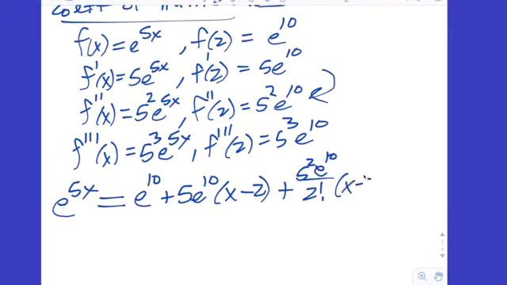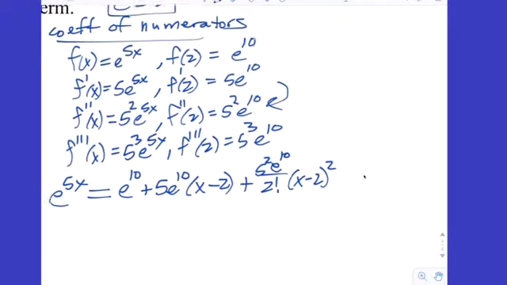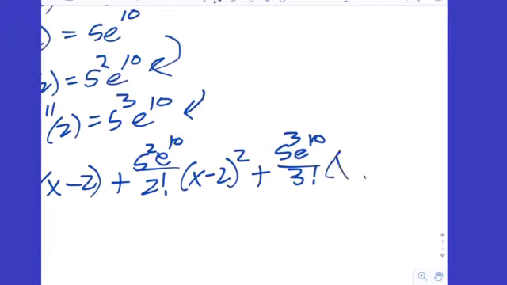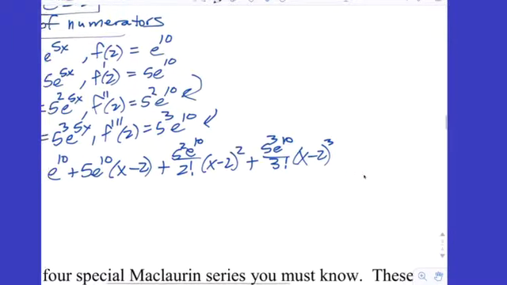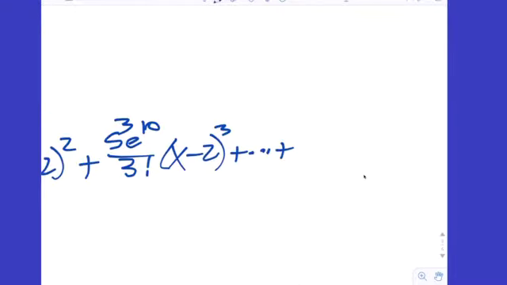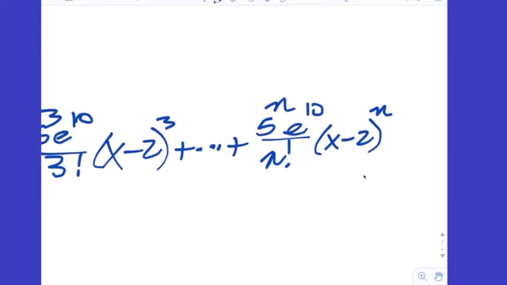Don't forget that. Times x minus 2 squared. That's 3 terms, so we need one more. So plus 5 cubed e to the 10th over 3 factorial times x minus 2 cubed. Now we would stop there if it were a polynomial, but again, this is a series. So now we would have to say plus dot, dot, dot, and then plus, and this is where the pattern's important, which y'all have already seen. It's 5 to the n e to the 10th over n factorial times x minus 2 to the nth, and then we put another plus yada, yada, yada at the end.